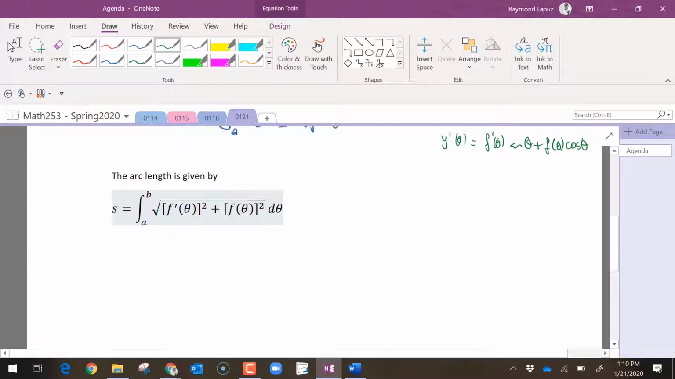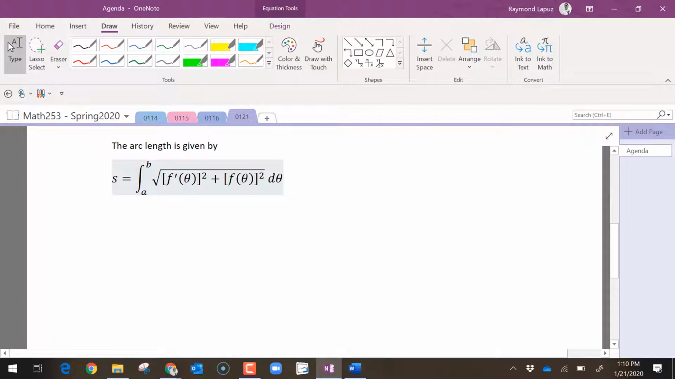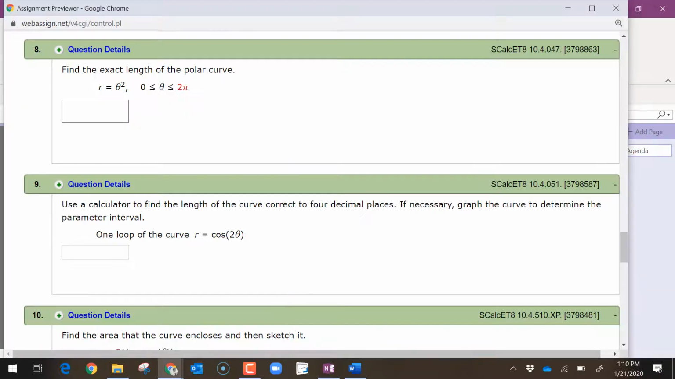All right, let's do an example of finding an arc length. I think I picked out this one, one loop of this rose petal thing.